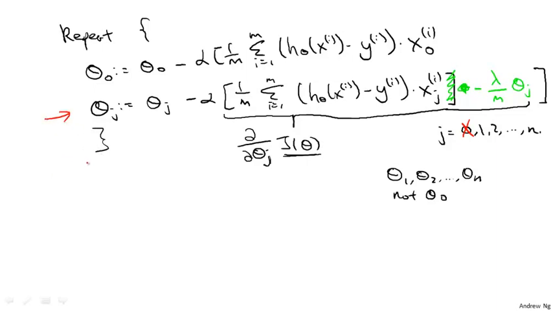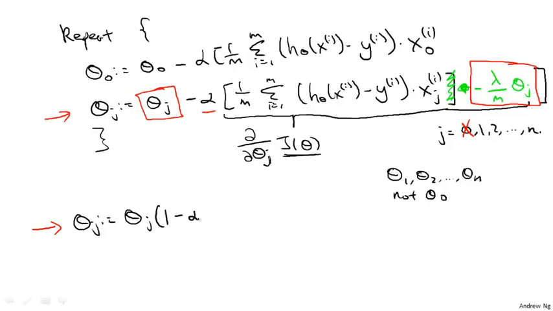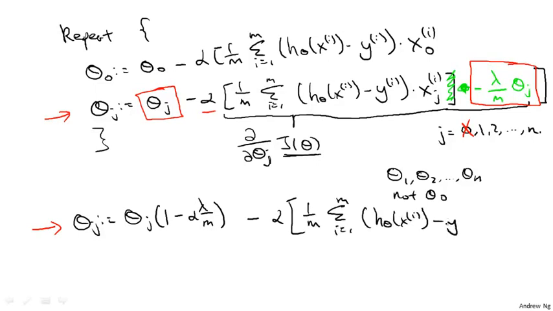If you look at this update for theta j, in particular, you can combine this term in the update together with this term, and the second term is also multiplied by alpha. And so it turns out you can rewrite that update as theta j gets updated as theta j times 1 minus alpha lambda over m, and then minus the rest of the usual squared cost function derivative, which I just quickly write down here, squared, like so.